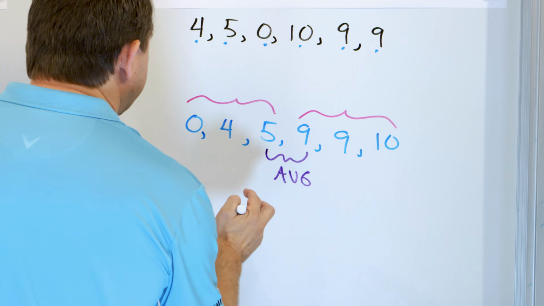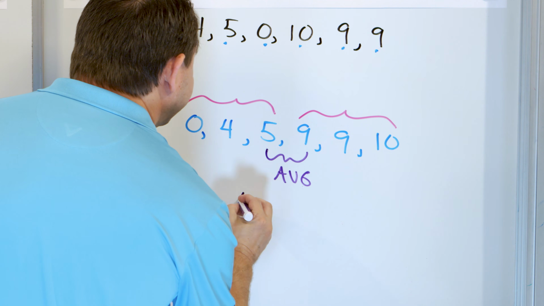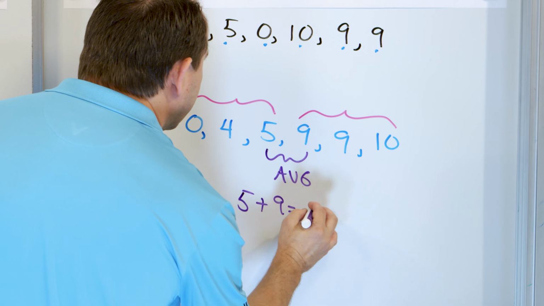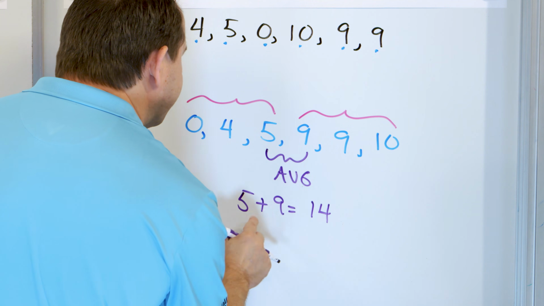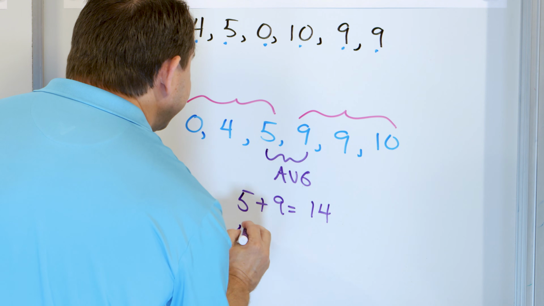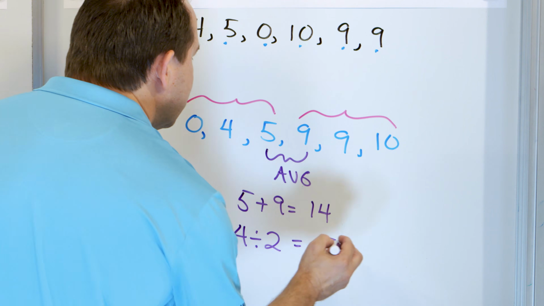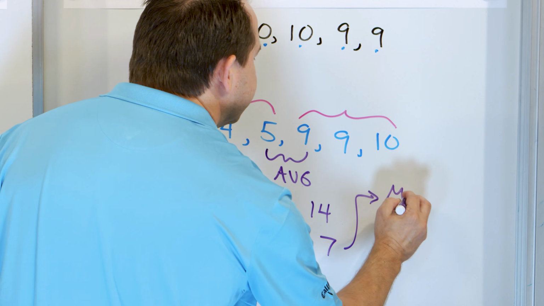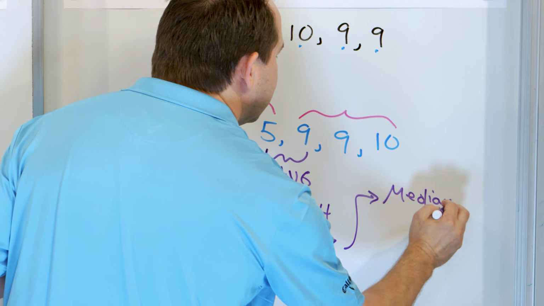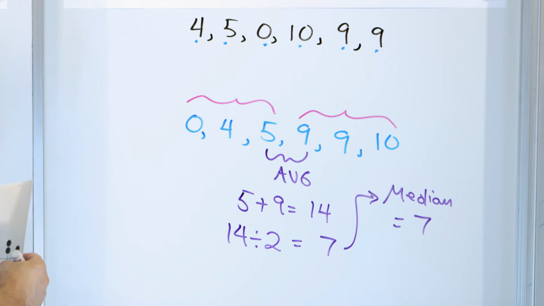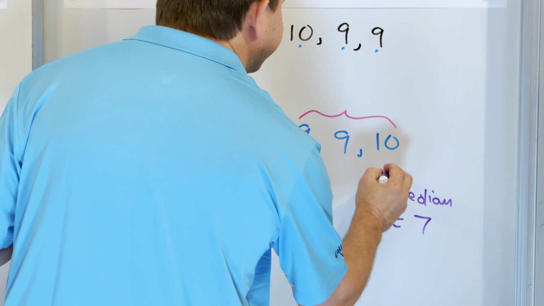All right, so how do we find that? We have to take 5 plus 9, right? We average them by, say, 5 plus 9. What does that equal? 14, right? 14. And then we take that number. We have 2 numbers here. We say 14, and we divide that by 2, and what do we get? 7. So what this means is that the median is equal to 7. The median is equal to 7, right? So that's the final answer.